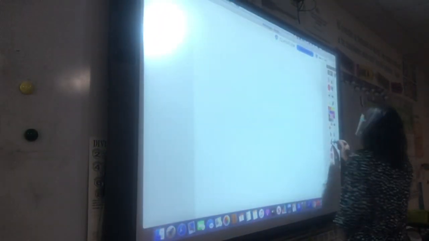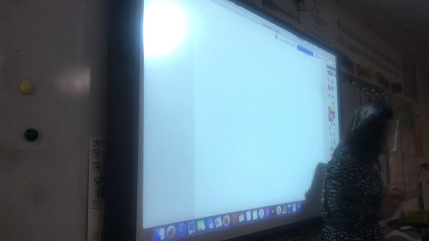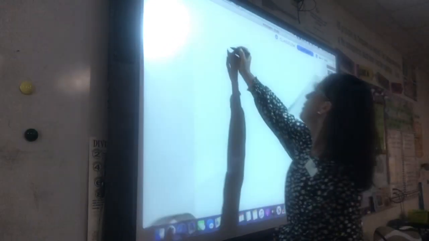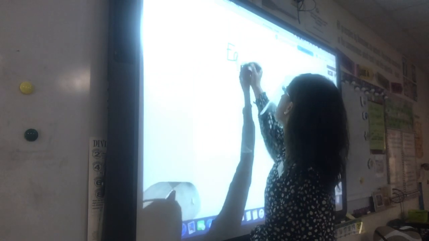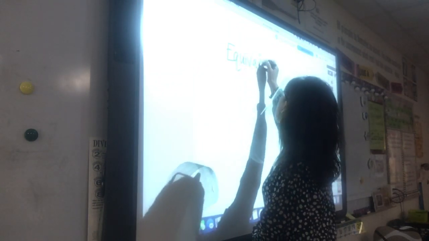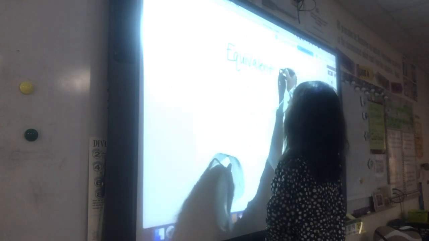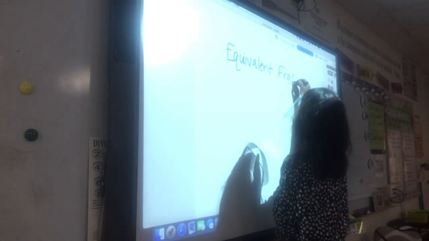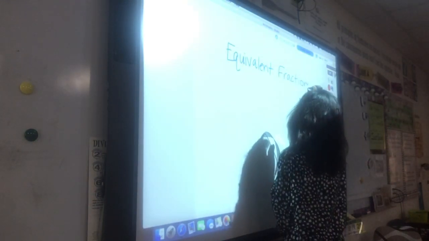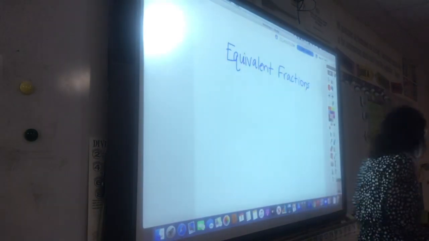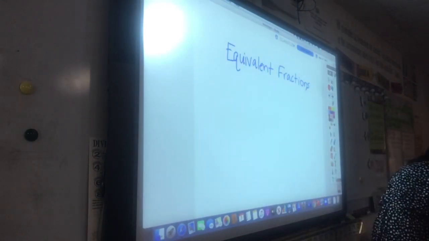All right, on your next empty page, you're going to go to your next empty page. If you'll write equivalent fractions on the top. Okay, equivalent fractions.